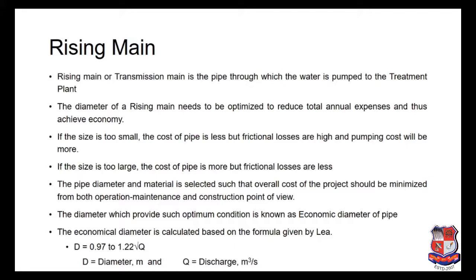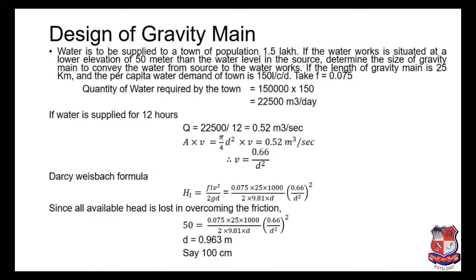But there is one formula given by Lea which states D is equal to 0.97 to 1.22 under root Q. So using this we can calculate economical diameter of the pipe. D is equal to diameter and Q is discharge in meter cube per second. So we'll see one example of gravity main, how to design gravity main and how to design one rising main. We'll see one example first for gravity main.